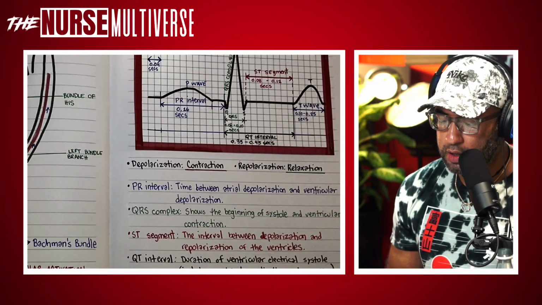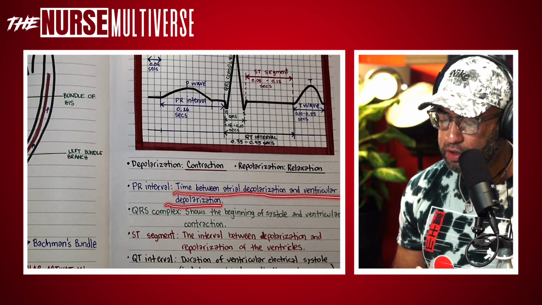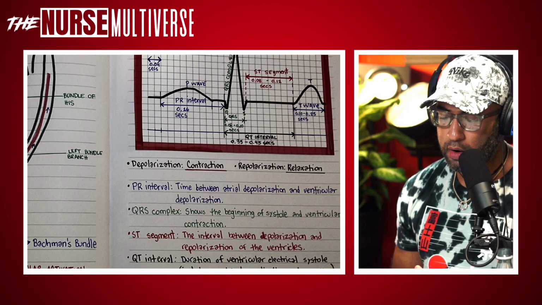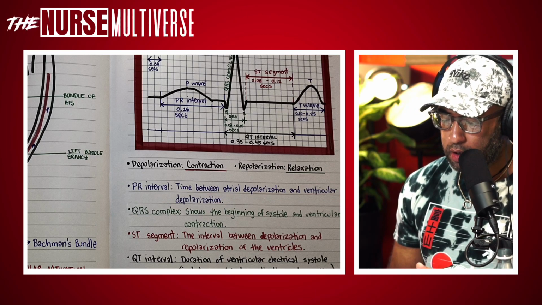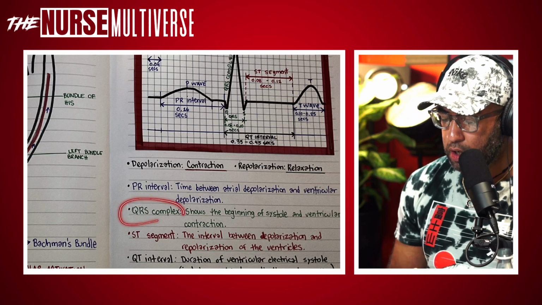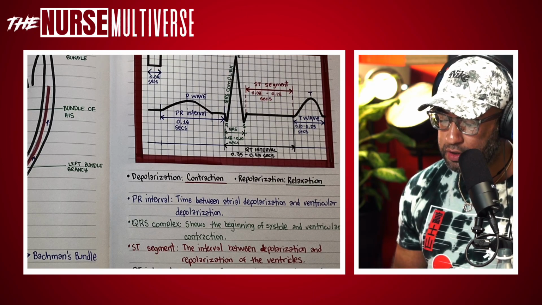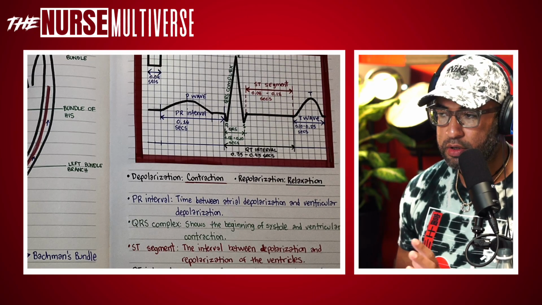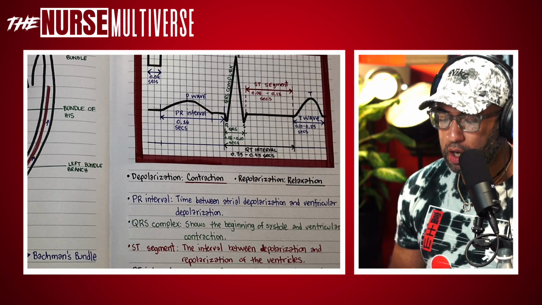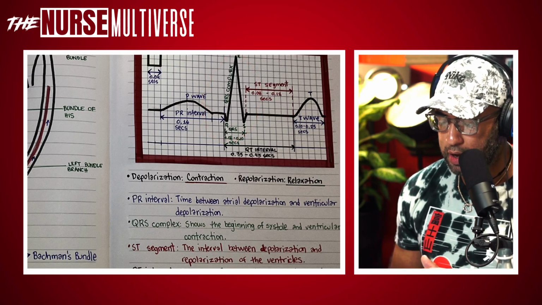So in one heartbeat, what happens? We're going to talk about the PR interval. The PR interval is the time between atrial depolarization and ventricular depolarization. The atria depolarize first, and then the ventricles depolarize. The QRS complex, this part right here, shows the beginning of systole and ventricular contraction. Systole is ventricular contraction, and that QRS complex is showing us that.